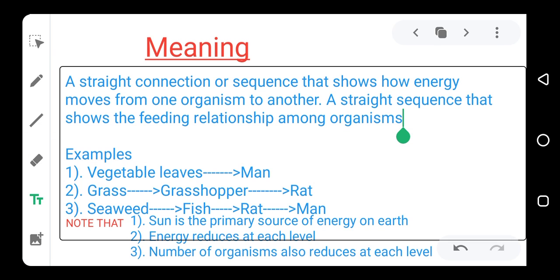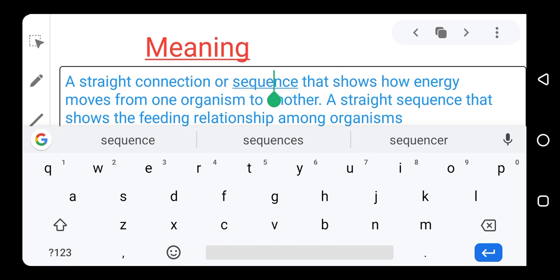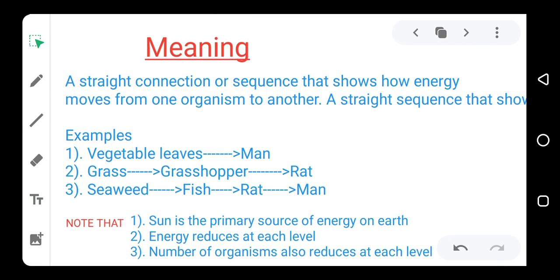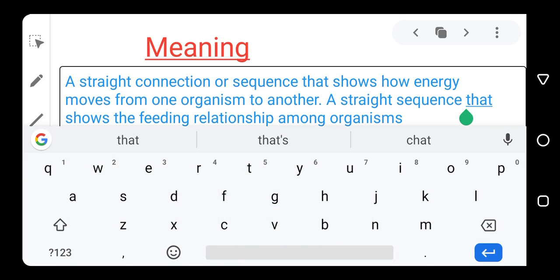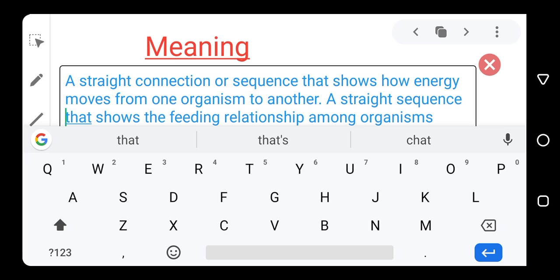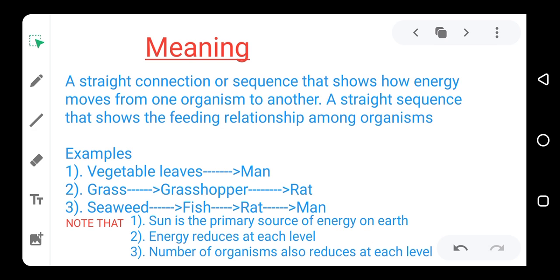So we can define food chain this way. So we can also define it this way, that it is either a straight connection or sequence that shows how energy moves from one organism to another, or a straight sequence that shows the feeding relationship among organisms.